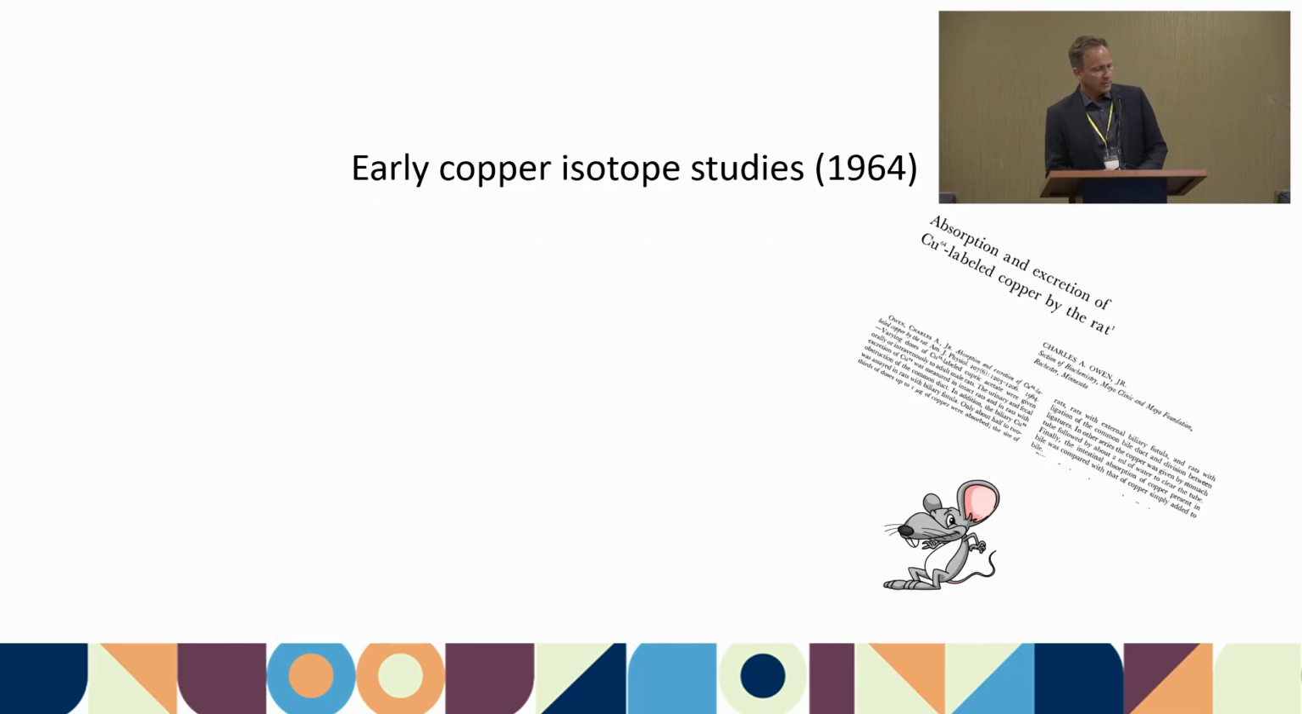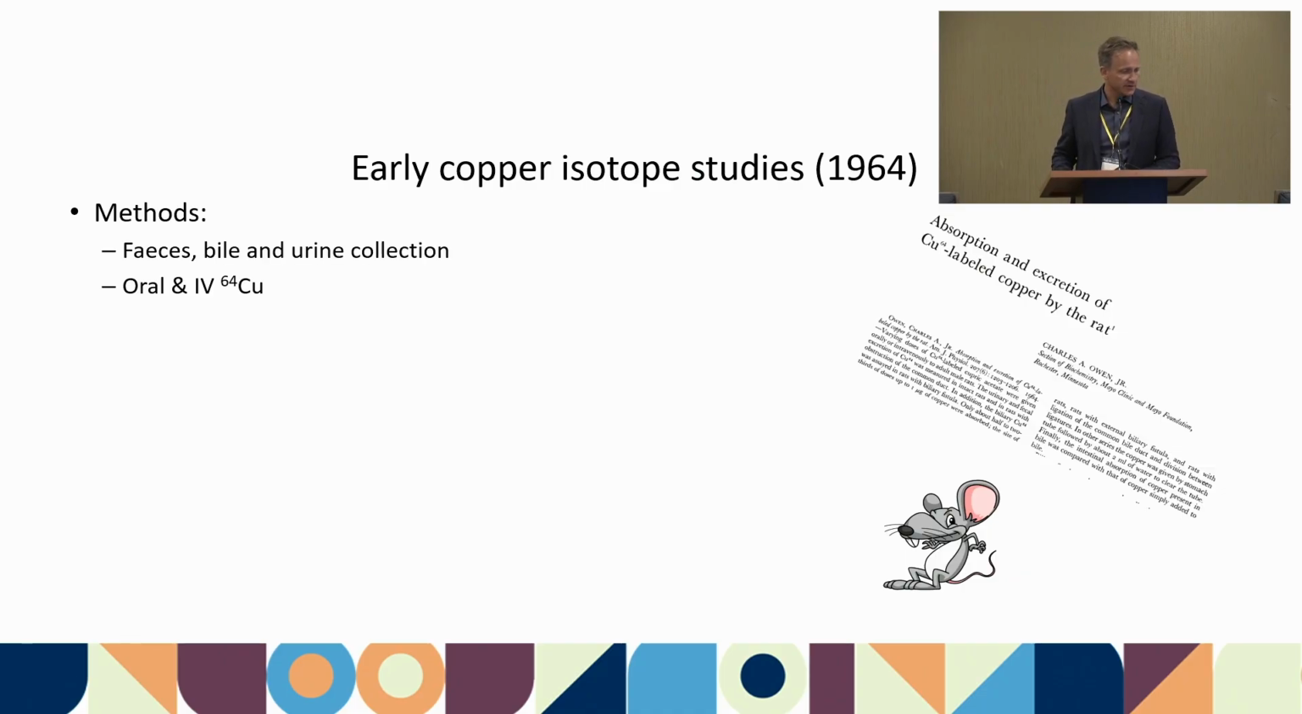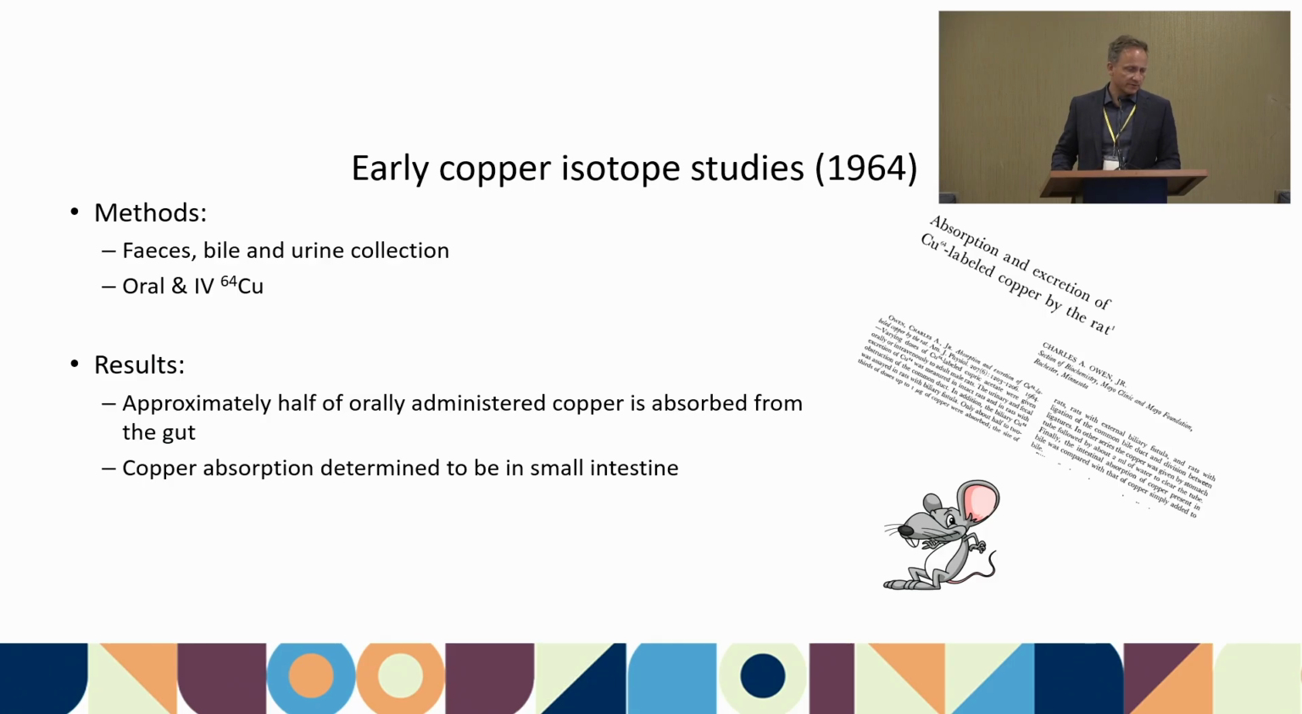But what could they do back in the day? This is a study from '64 where they took rats and measured feces, bile, and urine collection of copper, and they gave them oral or IV radioactive copper. They could actually figure out that approximately half of the orally administered copper is absorbed from the gut, and that's still something we tell ourselves once in a while. Further, copper absorption was determined to be from the small intestine.